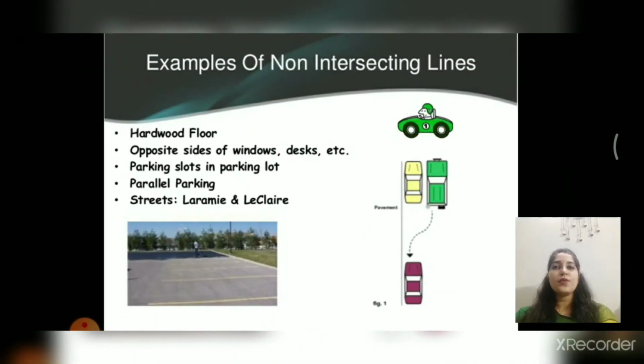Examples of non-intersecting lines: hardwood floor, two opposite sides of a rectangle, two opposite sides of a square, opposite sides of a window, opposite sides of a rectangular door. All these are examples of non-intersecting lines.